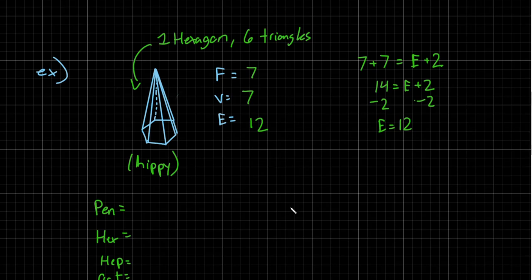The edges are 12. Yep, we're going to use this formula to help us get it. We just want to find what each of them is. This formula can help us. If you couldn't visually see that there is 12 edges, this formula can help.